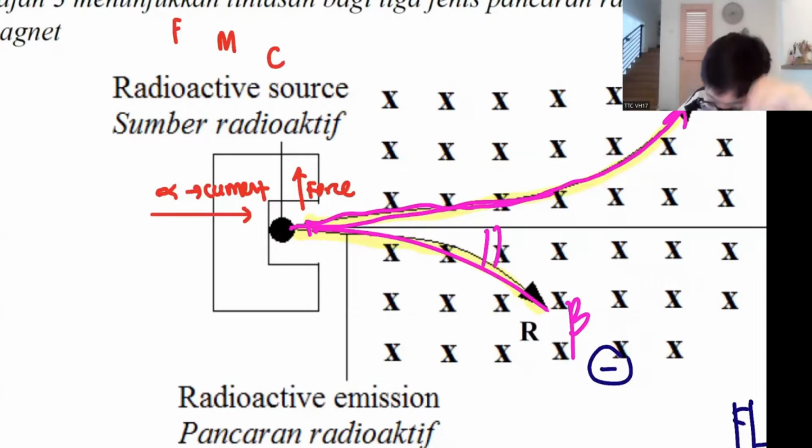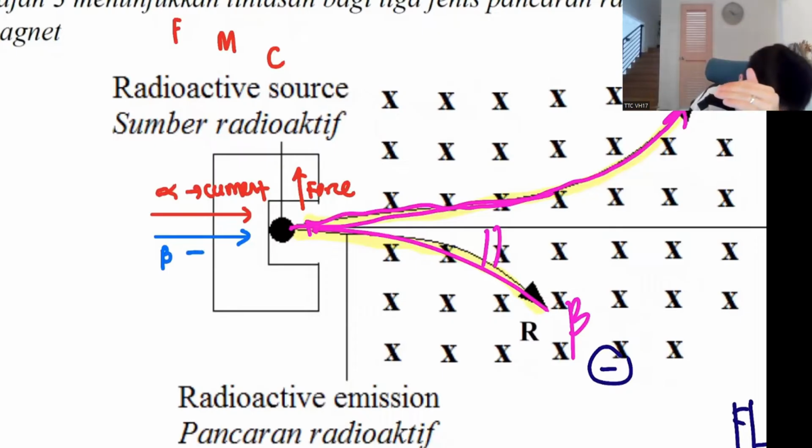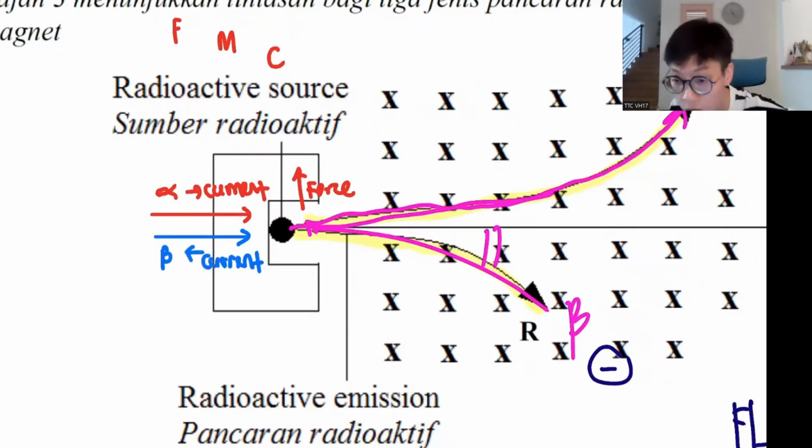Now, lepas tu, next step, if you look at the beta, beta means that beta is actually your electrode, fast-moving electrode. So when beta moves to the right-hand side, your current will move in the opposite direction. When your current moves in the opposite direction, it means that now you use your left hand, your magnetic field moving away from you, then your middle finger points to the left-hand side.